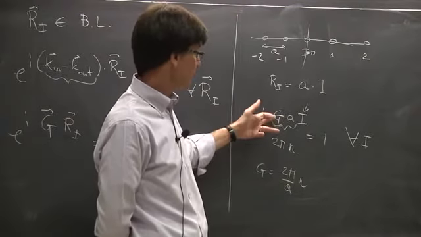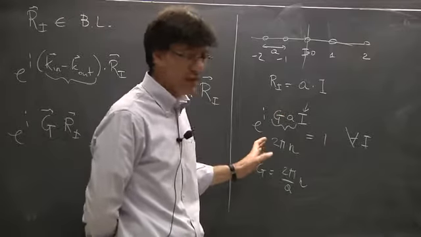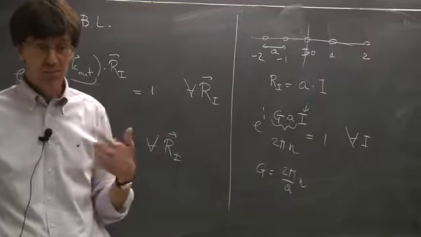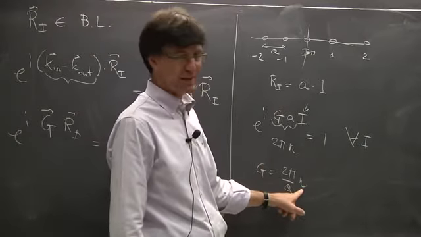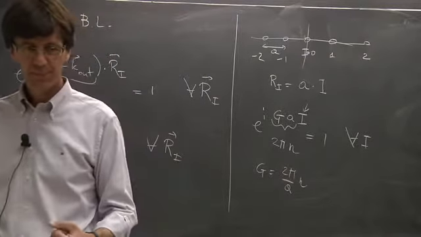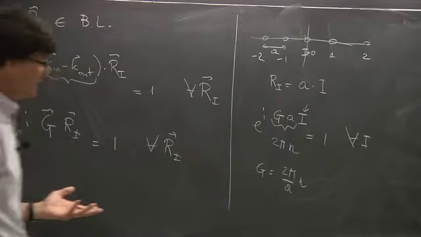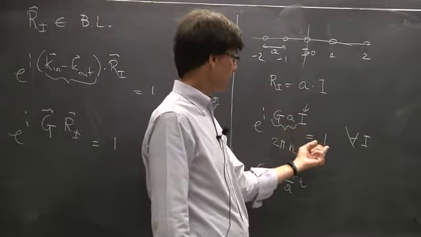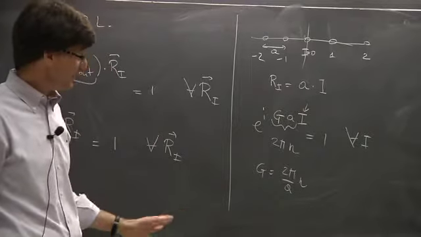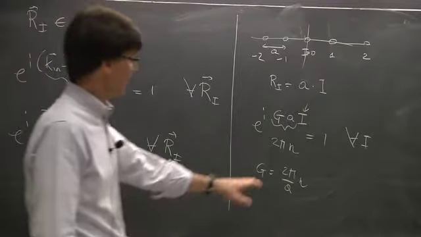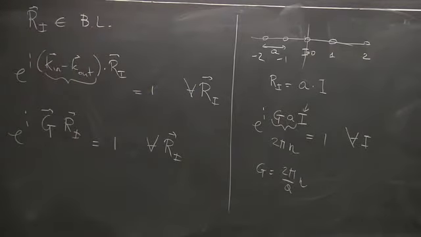I'm looking for all the possible values of G that satisfy this condition. 2 pi is okay, but I can do more. I can find all of them. The question could be, are there more values of G that cannot be written in this form that I'm not considering yet? Well, the answer is no. Whatever number I take, which doesn't make 2 pi or 2 pi times an integer, will not make the phase one for every i. So that's really all and only these numbers make my phase equal to 1 for all points in the Bravais lattice in 1 dimension.